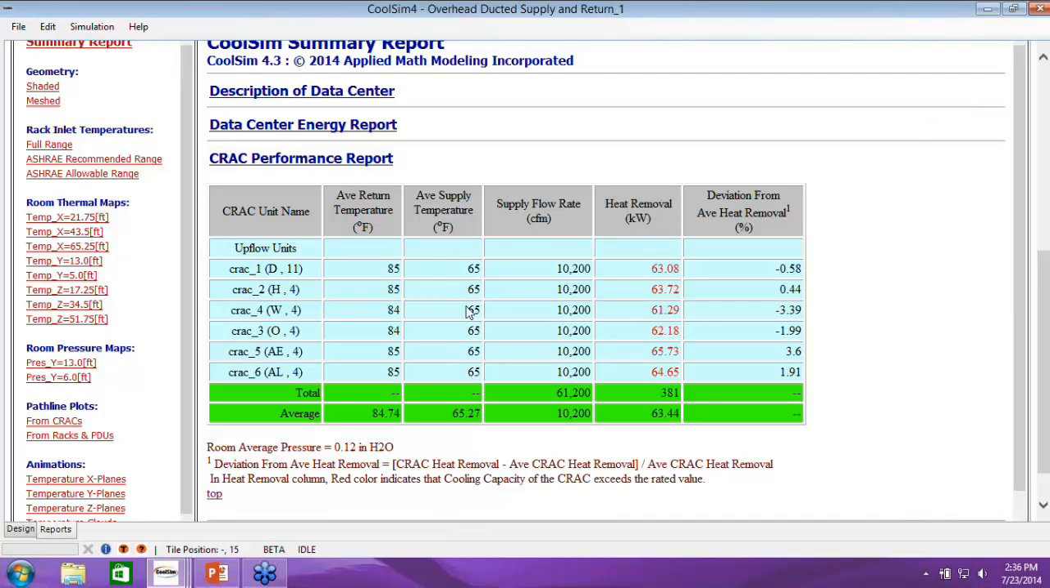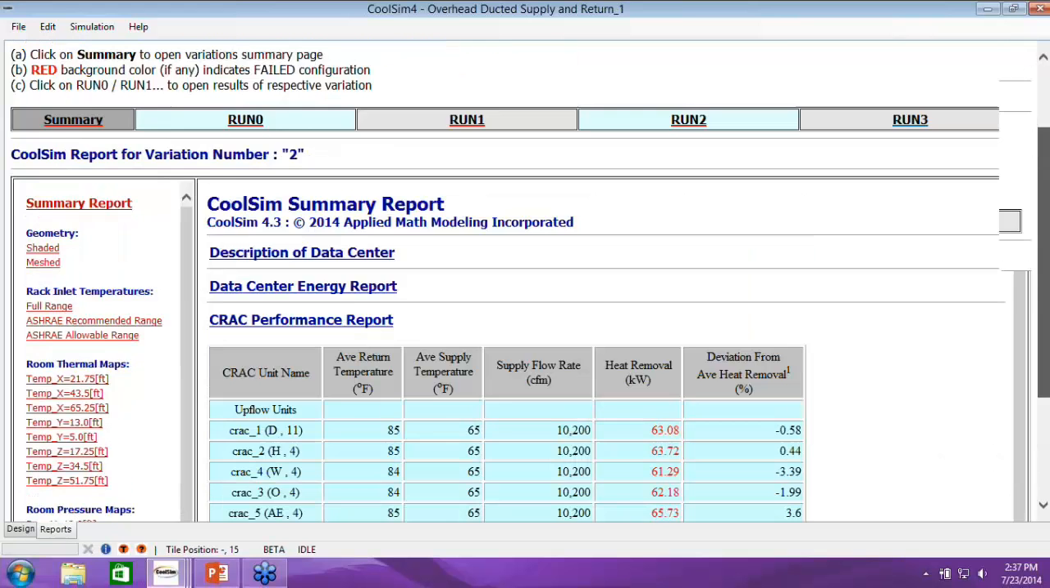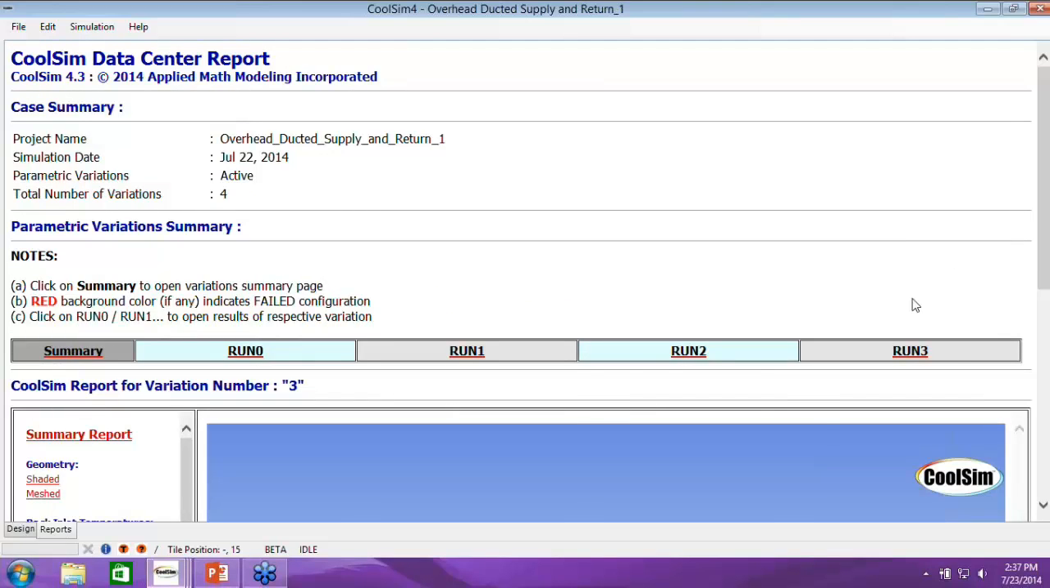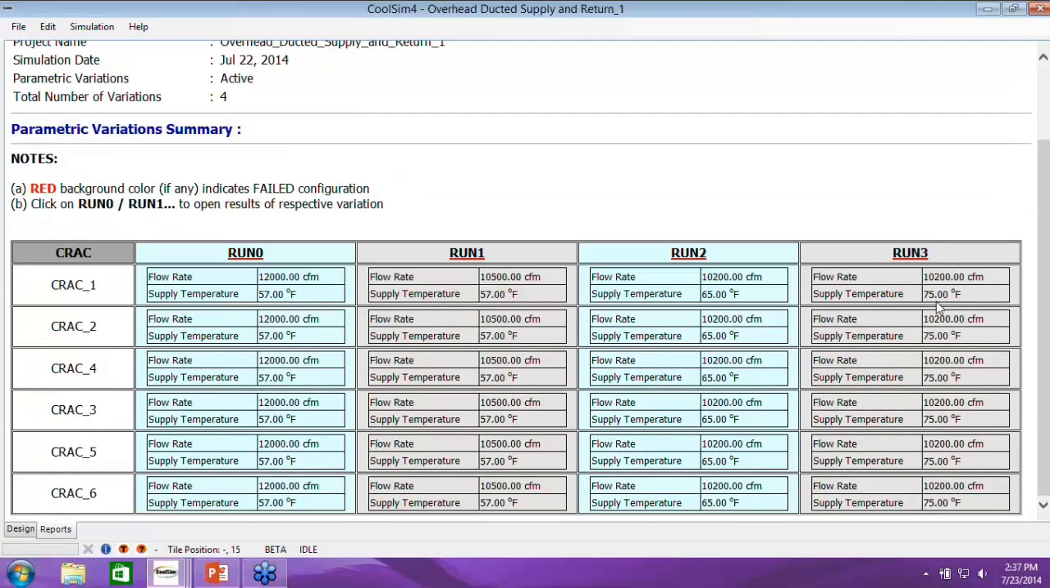That's still fairly cold. If our rack inlet range is up to 80 degrees and we're driving it at 65, that's still pretty darn cold. Right. So in run 3, we go a little higher. Again, just to summarize, in run 3, we're driving it to 75 degrees.